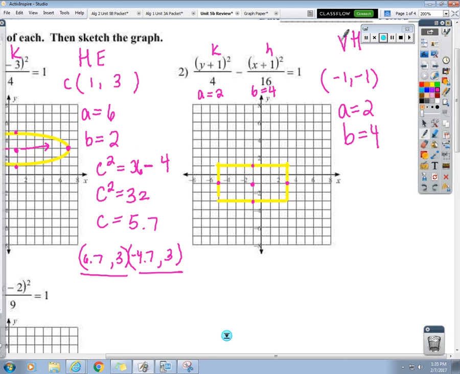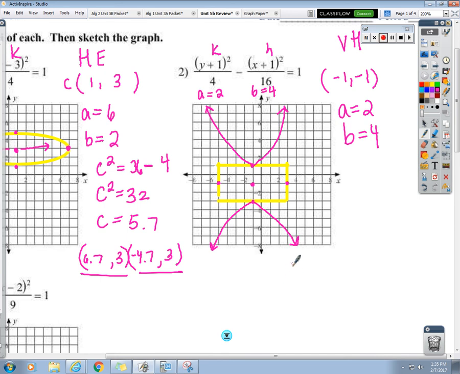Okay, and now since we know it's a vertical hyperbola, from this vertex, it will open up. And then from this vertex, it will open down. Okay, but we haven't even done what the question really wants. The question really wants what?